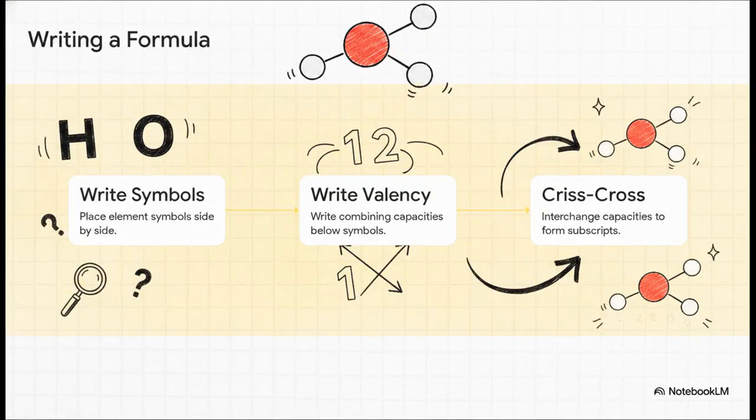So how do we actually write a formula? Well, we use a remarkably simple trick called the crisscross method. Let's walk through the steps using water to keep it simple. Step 1. Write the symbols side by side. So H for hydrogen, O for oxygen. Step 2, write their valency, or combining capacity, right below them. Hydrogen has a capacity of 1, oxygen has 2. Step 3, crisscross them. The 2 from oxygen drops down next to the hydrogen, and the 1 from hydrogen drops next to the oxygen. And the result is H2O.